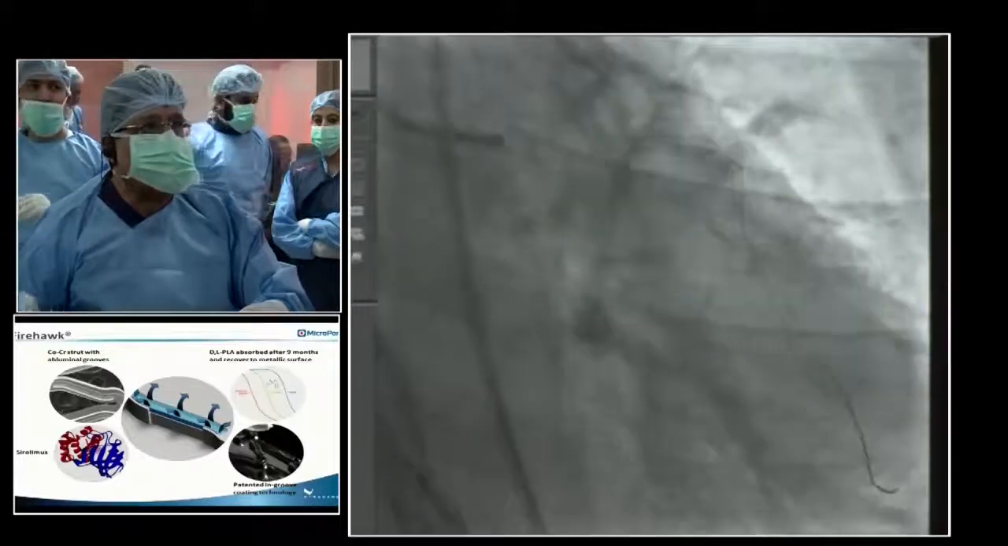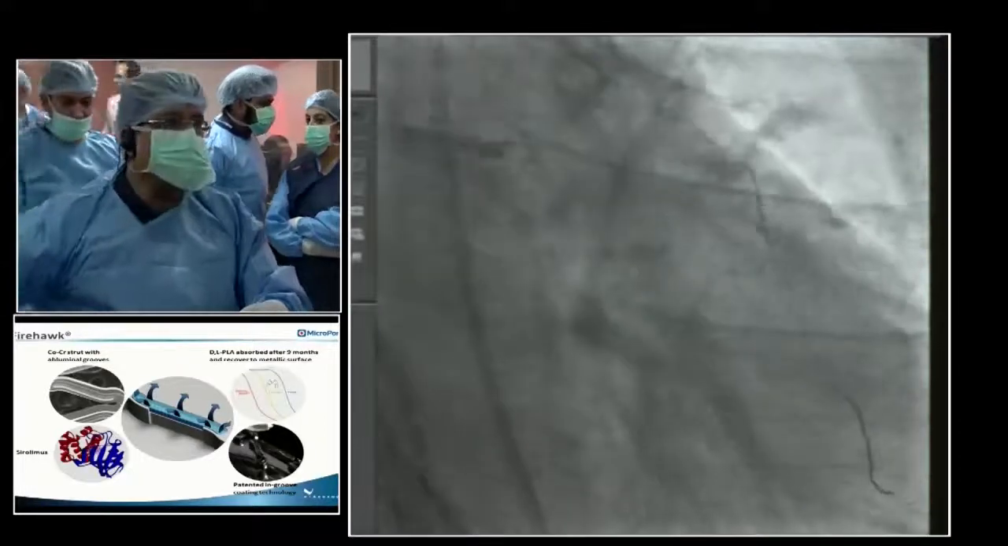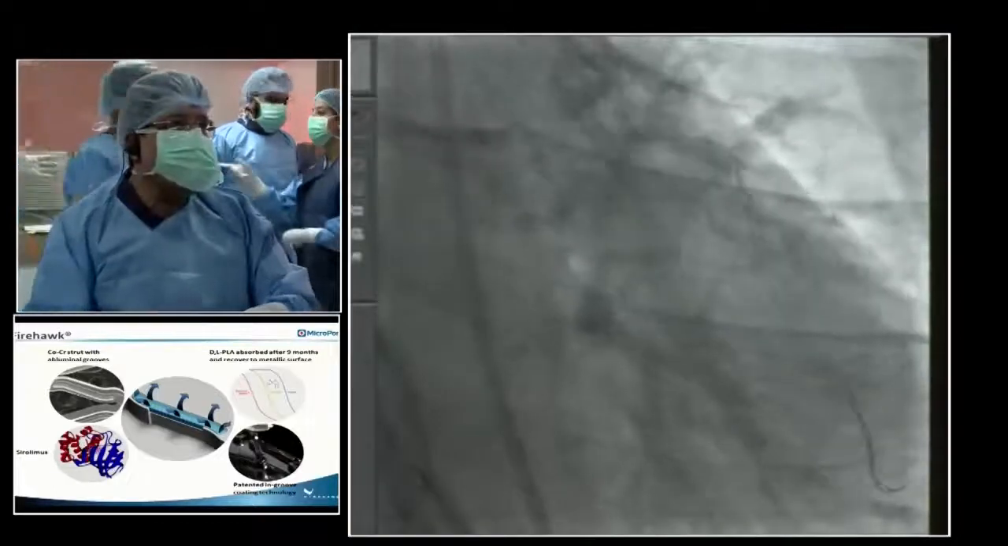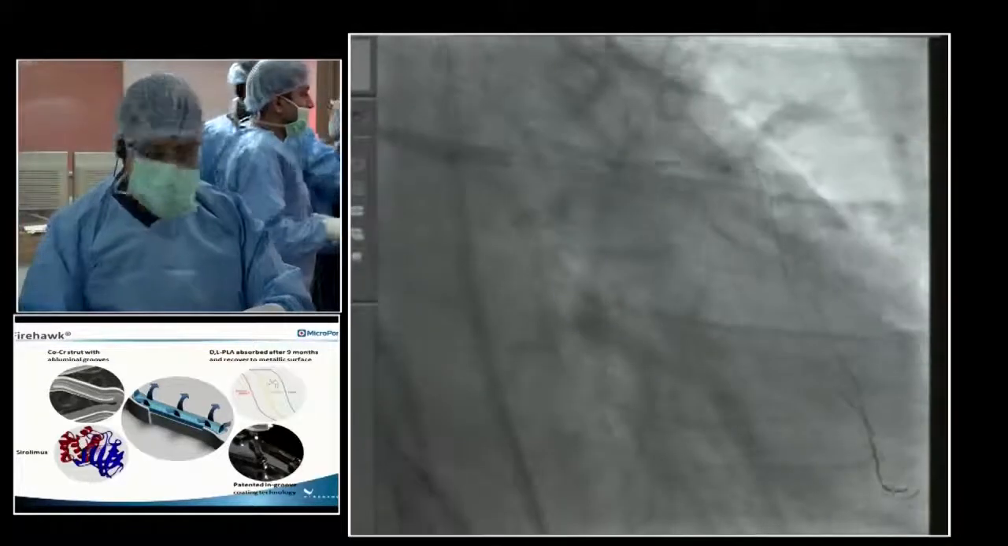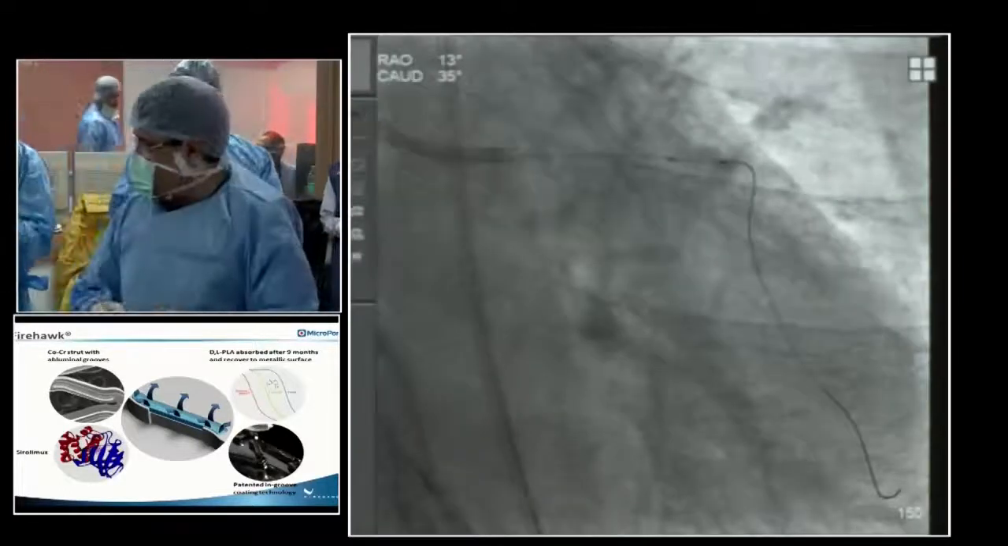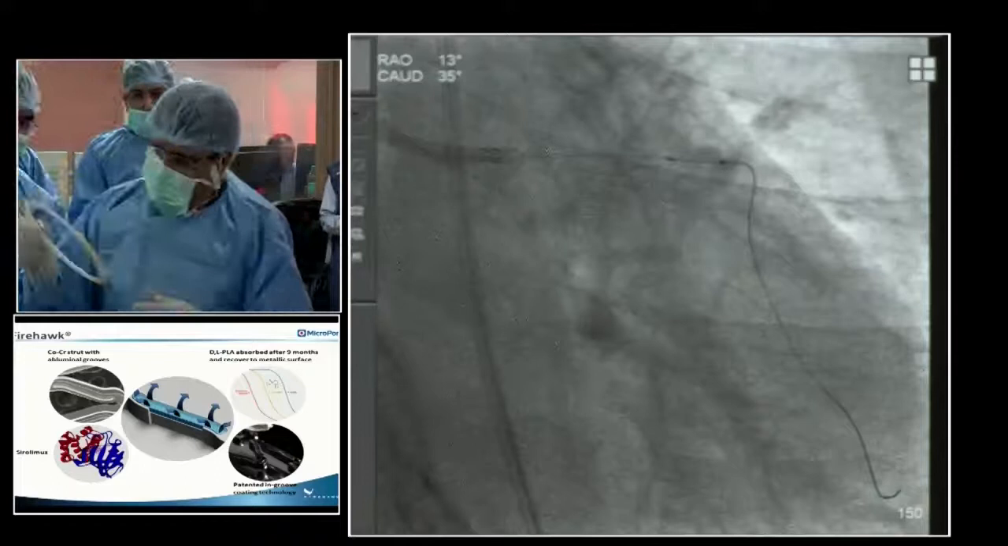Give me another wire for circumflex. The other wire would be a Choice floppy wire, one more crusade catheter please, but that would make it more complex. Give me another wire quickly. Another Choice wire, please. Thank you.